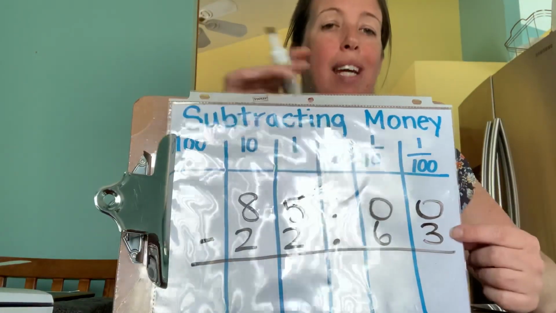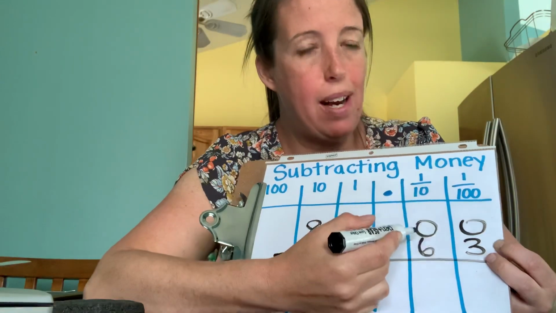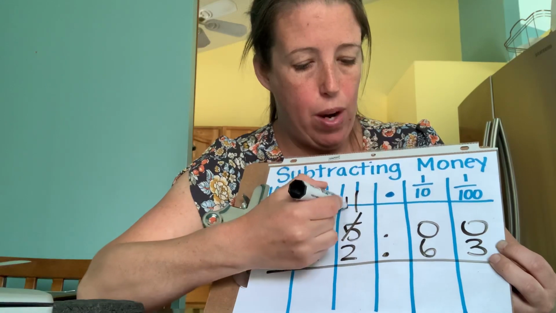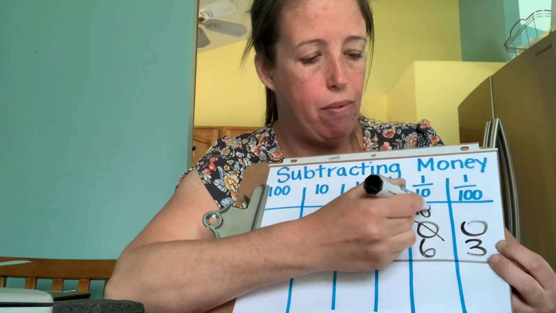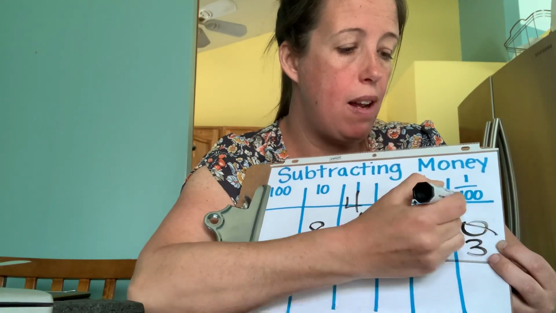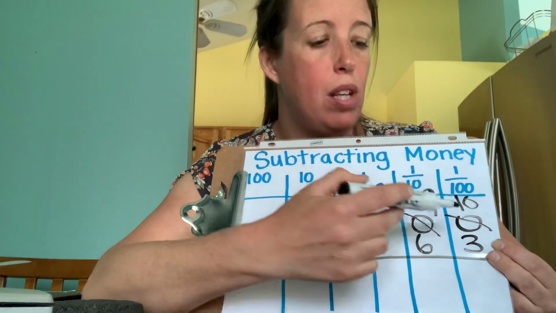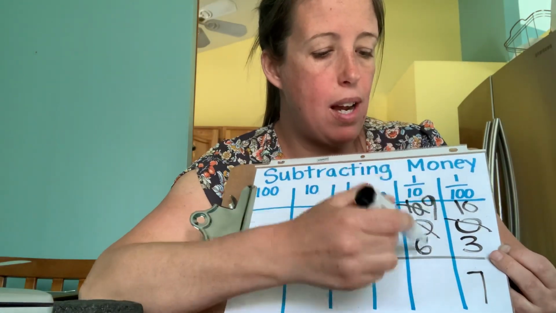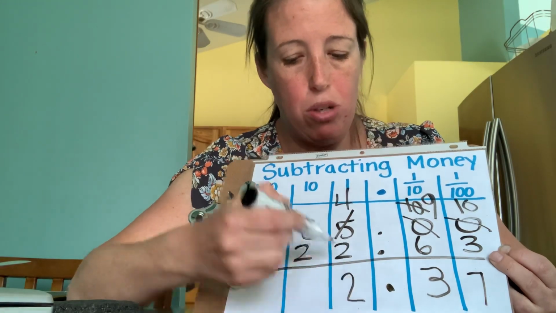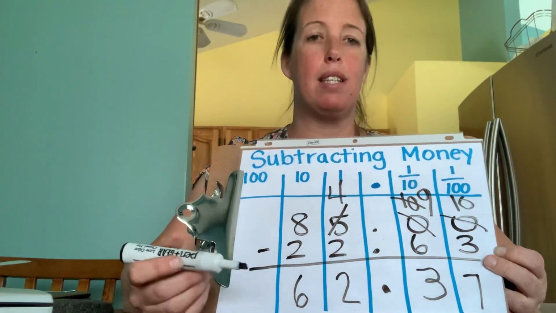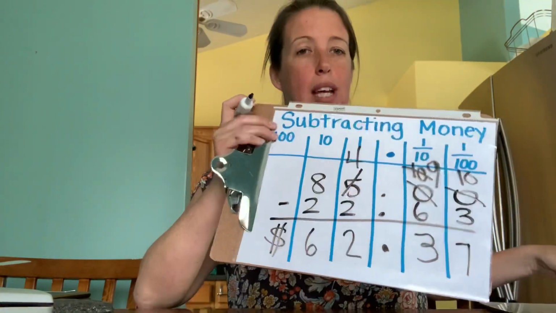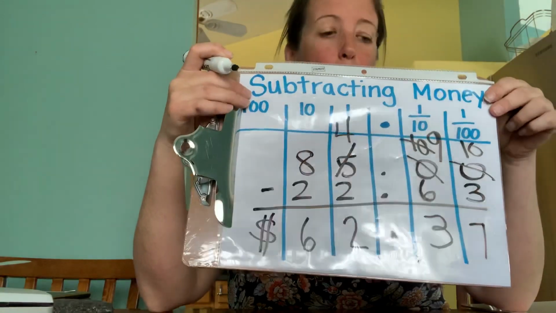I have 0. I can't take away 3, but my neighbor does not have any, so I have to come over here. This is now going to become a 4, and this will get the 10. But now he's going to give it to the neighbor that needed it, so he becomes a 9, and finally that becomes the 10. 10 minus 3 is 7, 9 minus 6 is 3, decimal, decimal, decimal, 4 minus 2 is 2, 8 minus 2, 6. $62.37 should be your answer.